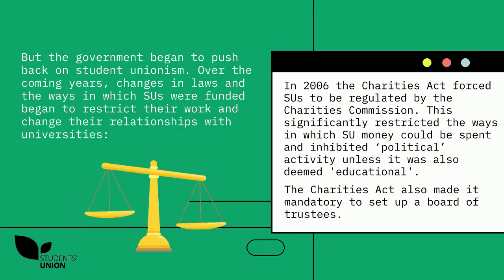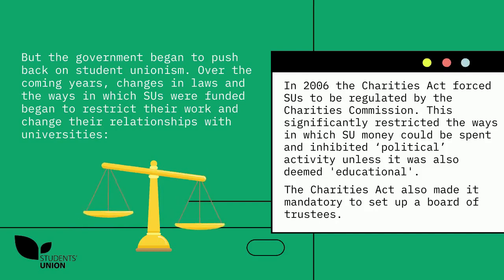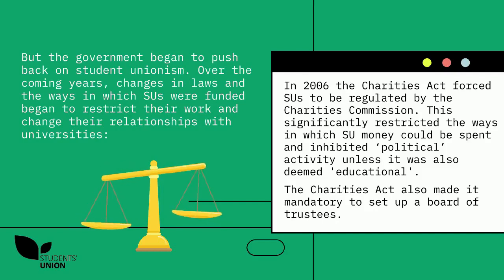In 2006, the Charities Act forced SUs to be regulated by the Charities Commission. This significantly restricted the ways in which SU money could be spent and inhibited political activity, unless it was also deemed educational. The Charities Act also made it mandatory to set up a board of trustees.